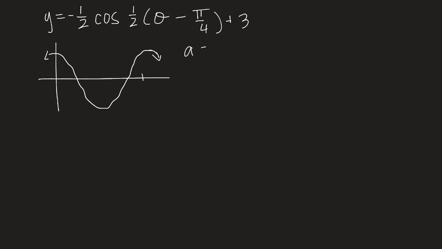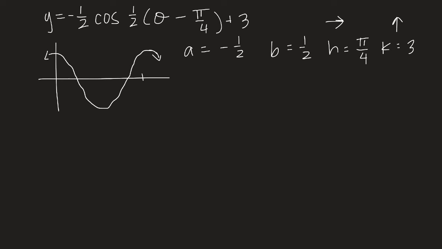All right, so a is the number in front, the coefficient, so it's negative 1/2. B is the number in front of the variable, it's just 1/2. And remember, sometimes this will be a theta and sometimes it'll be an x, and it doesn't matter, it's just a variable. H is the horizontal shift, it's pi over 4, so that means it would be shifting to the right, pi over 4. And then k is 3, that means it's going to be shifting up 3.